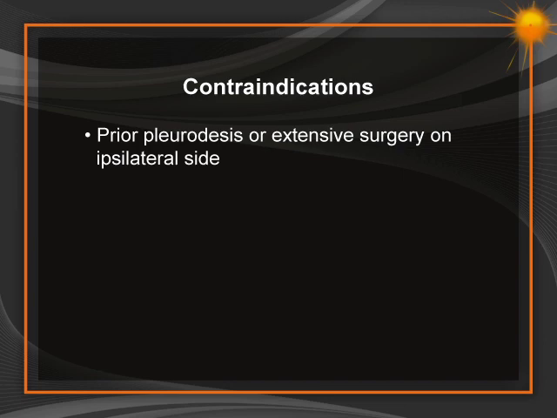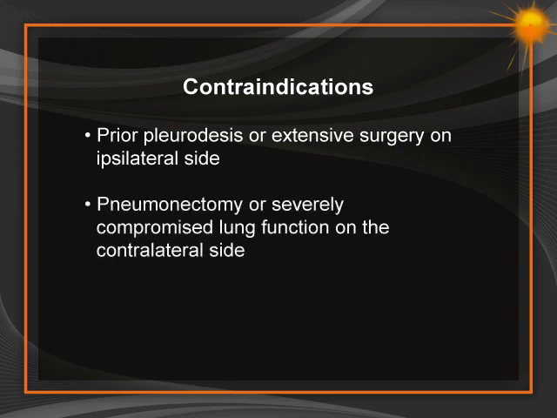Prior pleurodesis or extensive surgery on ipsilateral side. This is a relative contraindication and can be safely performed by surgeon in certain circumstances. Lastly, in settings where the contralateral lung is compromised due to prior pneumonectomy or other mechanical or anatomic abnormality, a thoracentesis should be performed by an experienced clinician, as the potential negative consequences of a pneumothorax on the side of the well-functioning lung may be magnified.